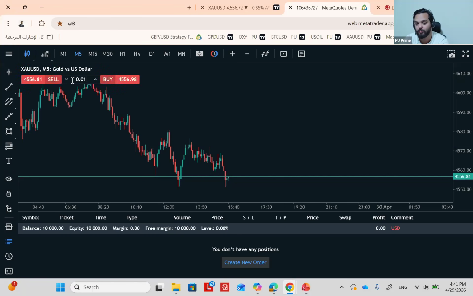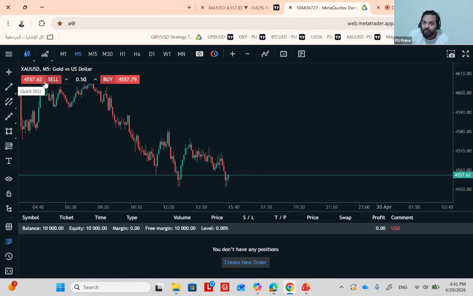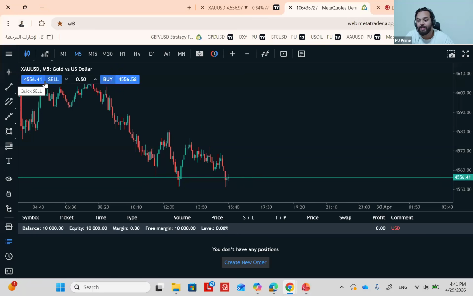Let me do just 0.01 or something. How can you not own gold and yet sell it? I cannot sell something without owning it. In CFDs, you are not owning anything, so that's why you can sell. This is known as short selling. So anything related to MT5 with the broker is CFDs.